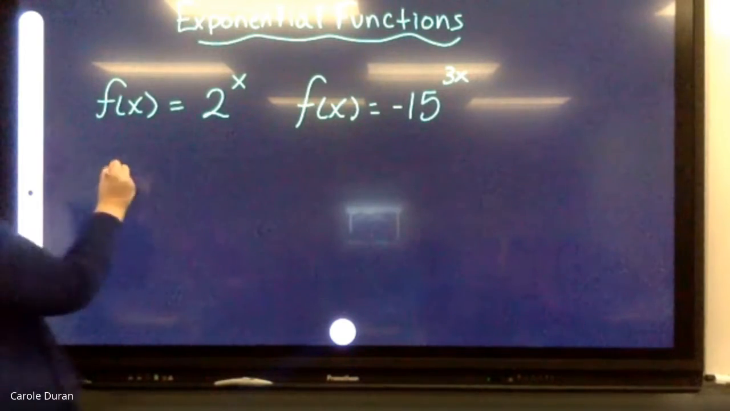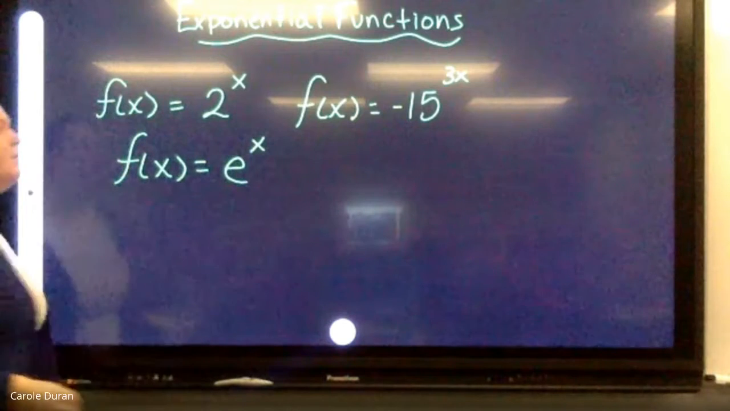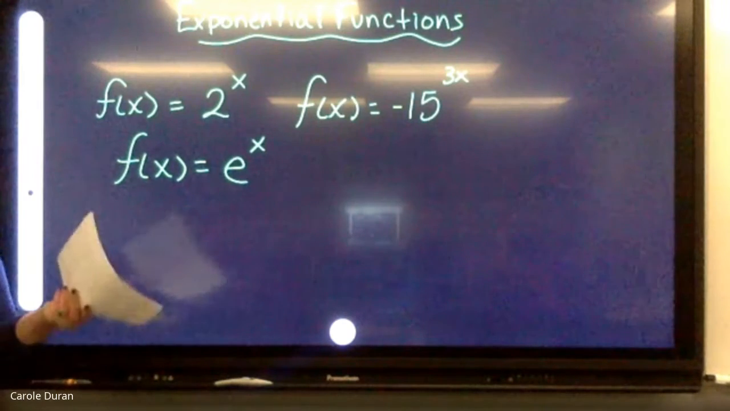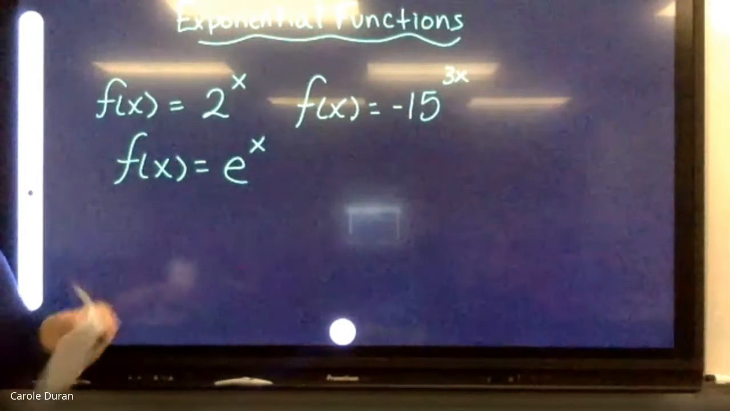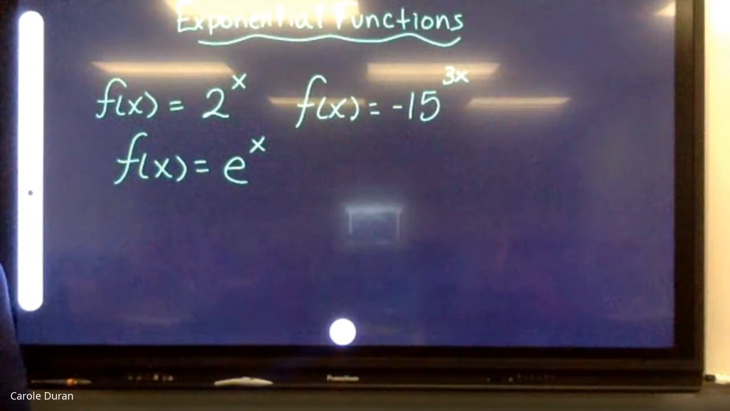This also applies if we have a base e. e is still a number. We just use e to represent it because it's an irrational number, just like we use the pi symbol to represent pi. Pi is still just a number. Okay, so this is still an exponential function. I have a numerical base and a variable in the exponent.